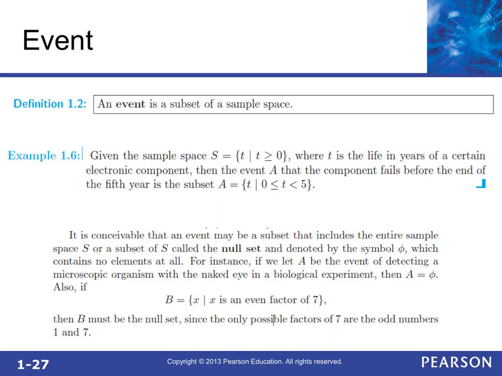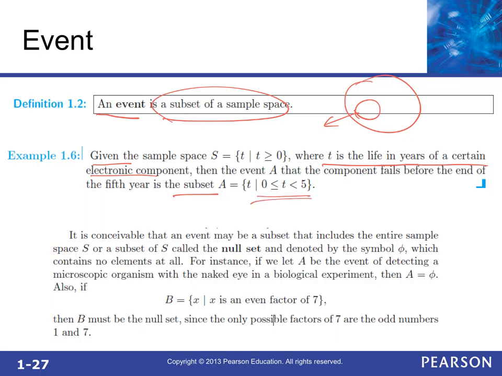Another important concept that you have to study at this point is the event. An event is a subset of a sample space. So if you have a sample space, and you select a part of this sample space, that is an event. For example, given the sample space S equals t, where t is greater than or equal to zero, where t is the life in years of a certain electronic component, then the event A, that the component fails before the end of the fifth year, is the subset A, which is t between 0 and 5. So obviously this is the sample space and this is an event.